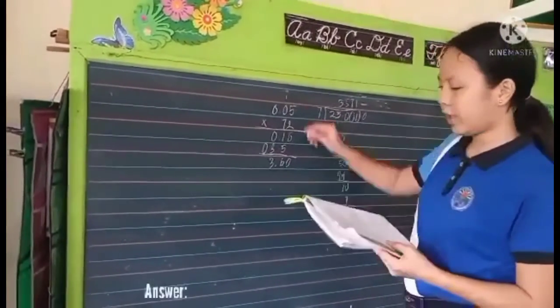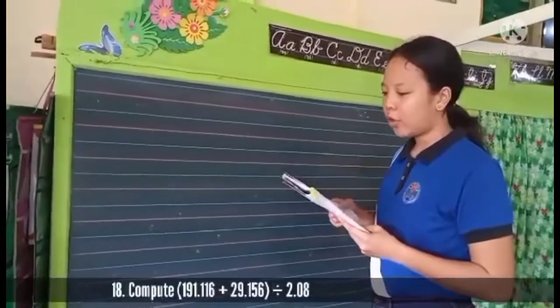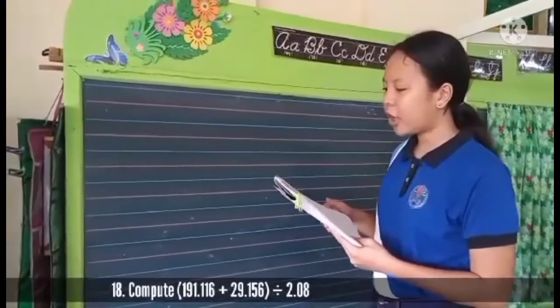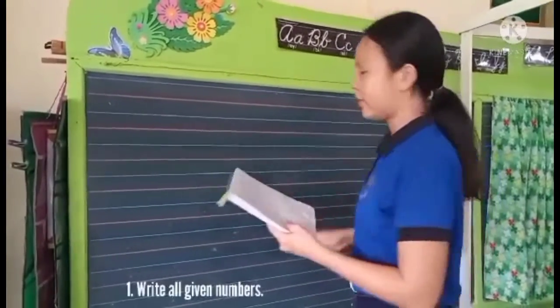5% of 72 is compute 191.116 plus 29.156 divided by 2.08. Now, let's write all the given numbers.